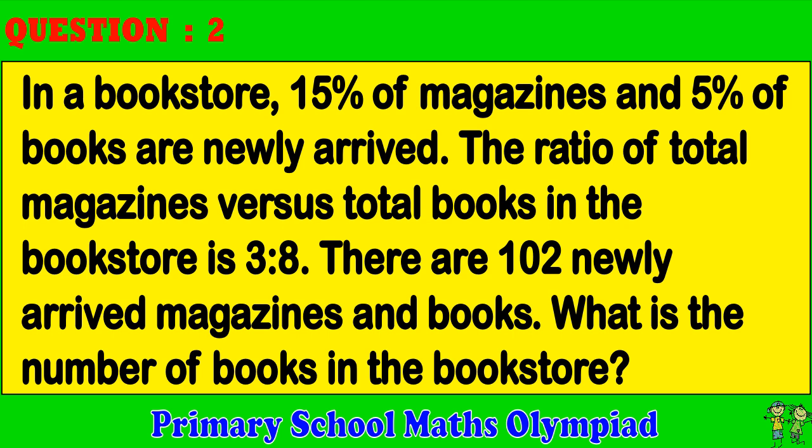Question 2. In a bookstore, 15% of magazines and 5% of books are newly arrived. The ratio of total number of magazines versus total books in the bookstore is 3:8. There are 102 newly arrived magazines and books. What is the number of books in the bookstore?